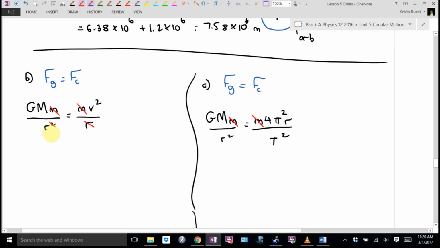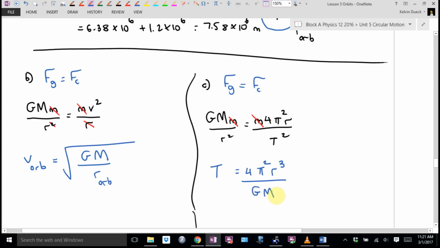I already got the v squared by itself. So v orbital is going to be the square root of big G, big M over r orbital. Not the altitude, the radius. Here, we want to find T. So it's going to be the square root of 4 pi squared r cubed divided by big G, big M. I think that's what we had in our box as well, but again, I never bothered memorizing it. If you haven't figured out, when you have one fraction equals one fraction, which is what we have, stuff moves diagonally. Play around with it, but that's really what cross multiplying is.